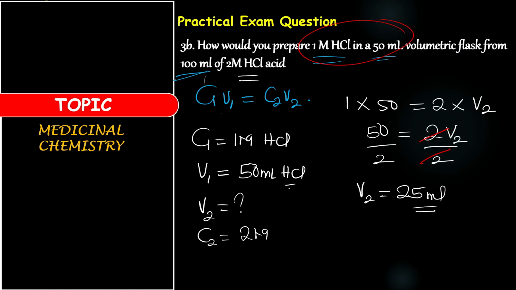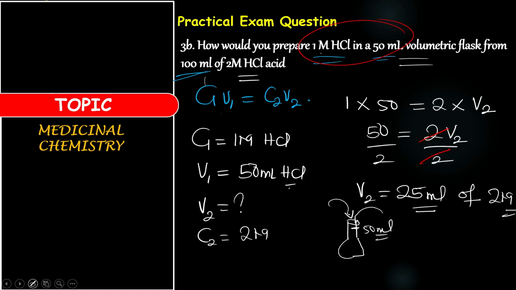So what this means is, you take the 50 ml volumetric flask. I'm going to write all this. Then measure 25 ml of 2 molar HCl. All right, measure 25 ml of 2 molar HCl. Let's say this is the mark. You put the 25 ml here of 2 molar HCl, and then you add water up to 50 ml. You prepare 1 molar HCl in a 50 ml volumetric flask. So that's basically what to do.